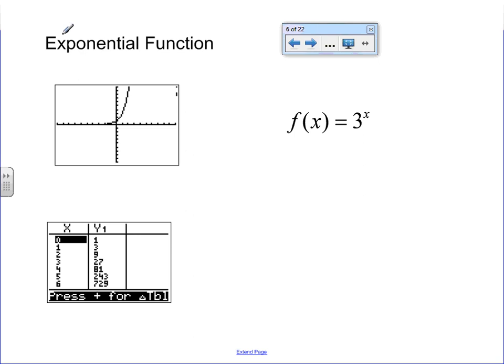On to an exponential function. Okay, the easiest way to tell an exponential function is to start with the equation. See where my variable is? My variable is right there in the exponent side. So my variable in an exponential equation is an exponent.